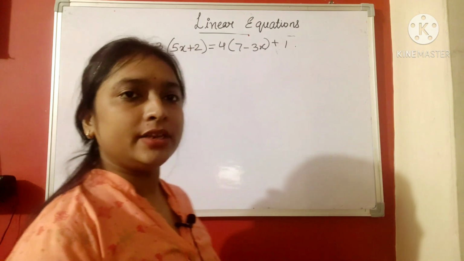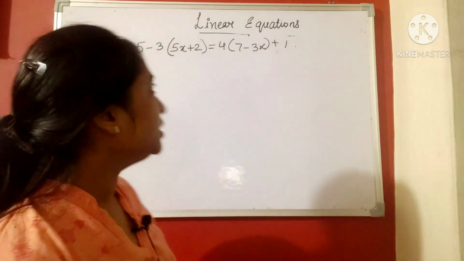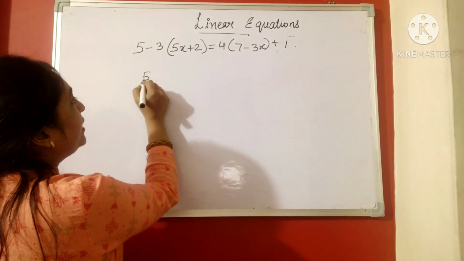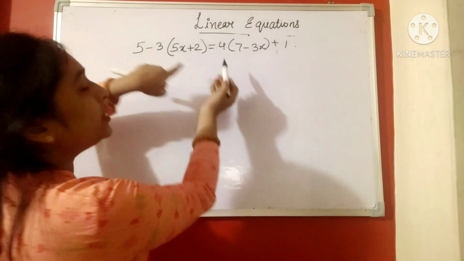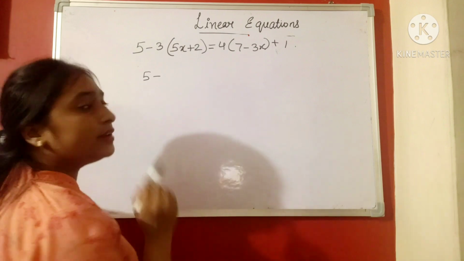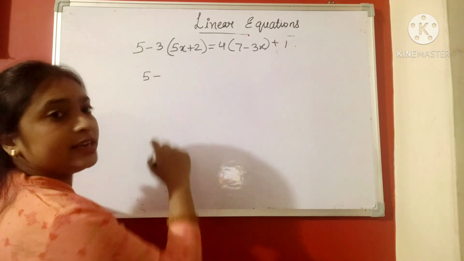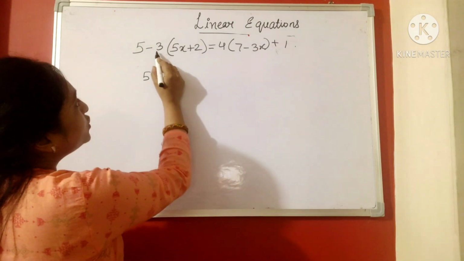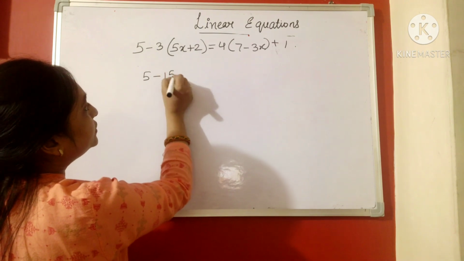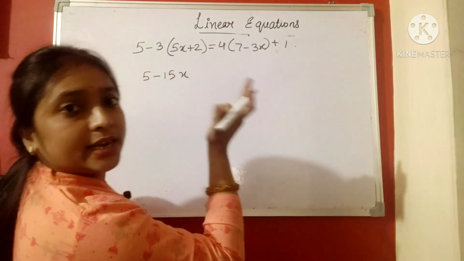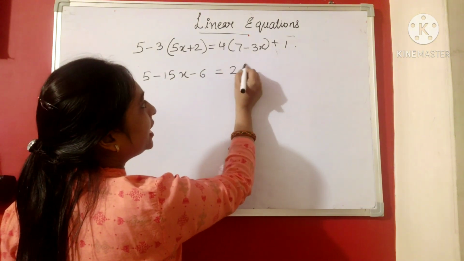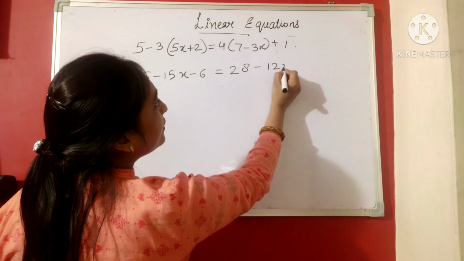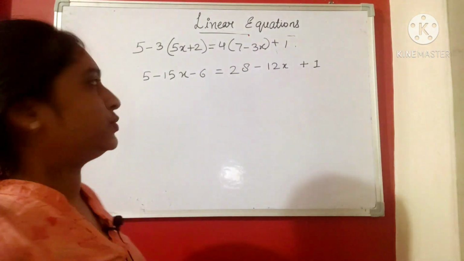Now let's understand the linear equation with the help of a question. Now this is 5. So 5 minus, you have to be very particular here. When minus 3 is outside the bracket, students generally make a mistake over here. The sign inside will be changed. So minus 3 into 5x will be minus 15x. Minus 3 into plus 2 will be minus 6, equals 28 minus 12x and this plus 1.